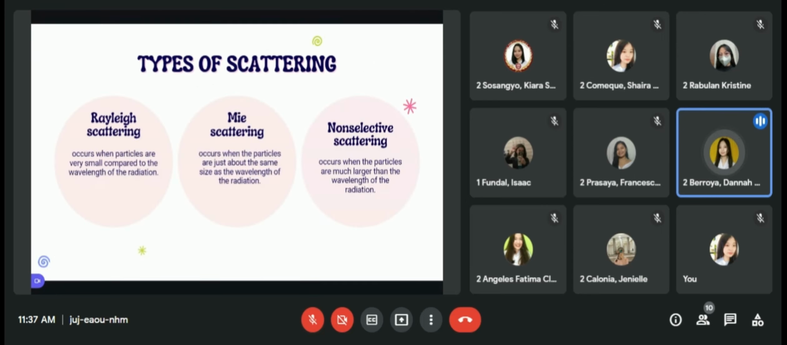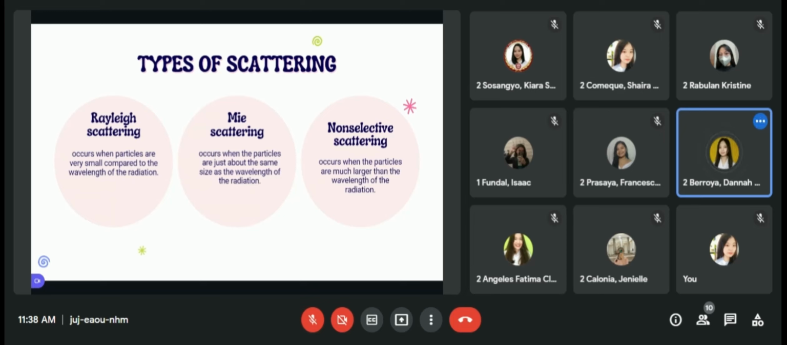There are three types of scattering, namely Rayleigh scattering, Mie scattering, and non-selective scattering. Rayleigh scattering, also known as selective scattering, occurs when the particles are very small compared to the wavelength of the radiation. These could be particles such as small specks of dust or nitrogen and oxygen molecules.